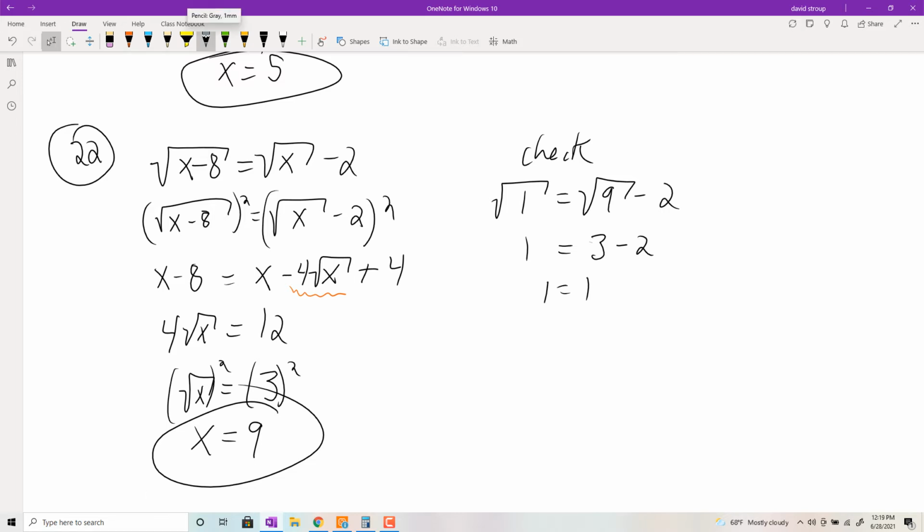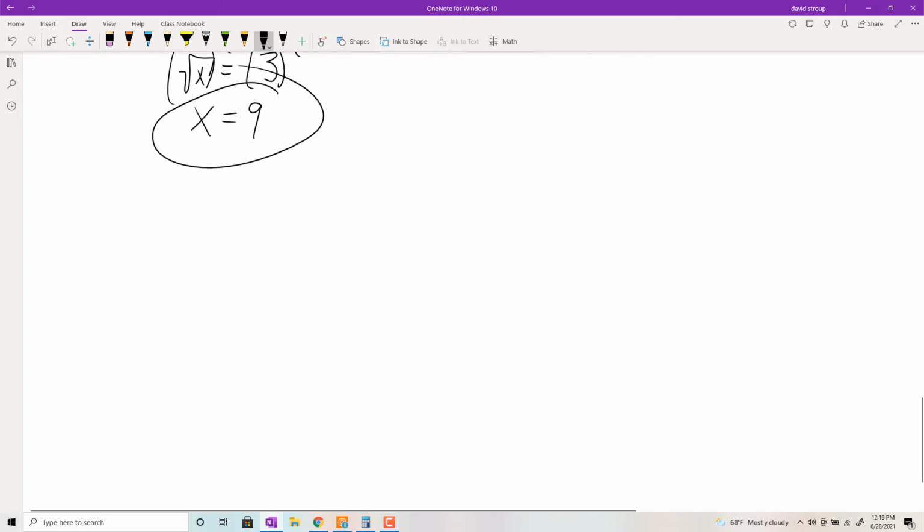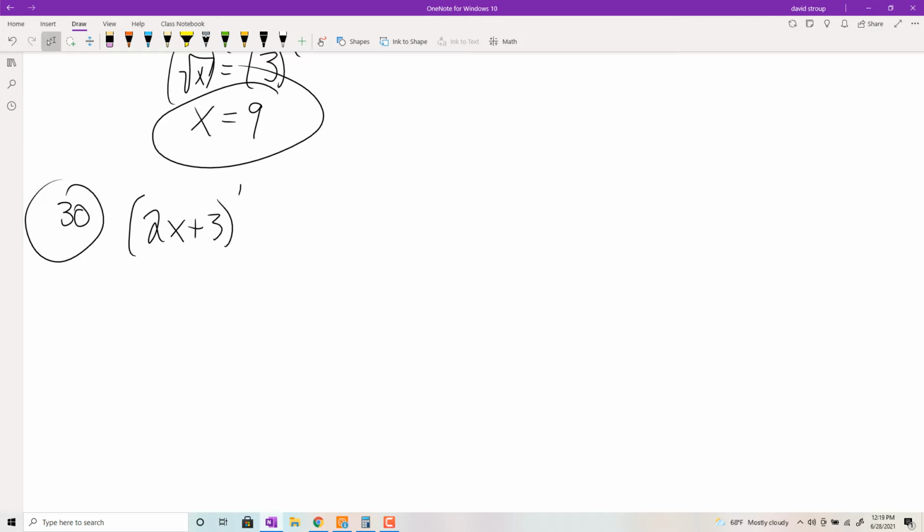Let's look at one with a funny power. So number 30. Here I have the fourth root of 2x plus 3, and they wrote it with a rational exponent, but it's really just a radical fourth root. So if you don't like the rational exponents, you can always convert back to the radical form. But anyways, I'm going to isolate that 2x plus 3 to the fourth power by moving the 7 to the other side.